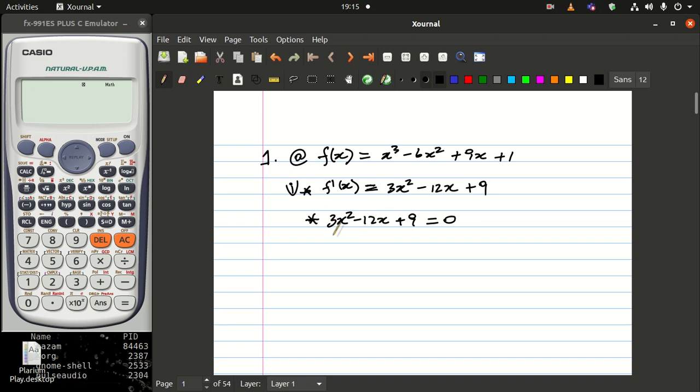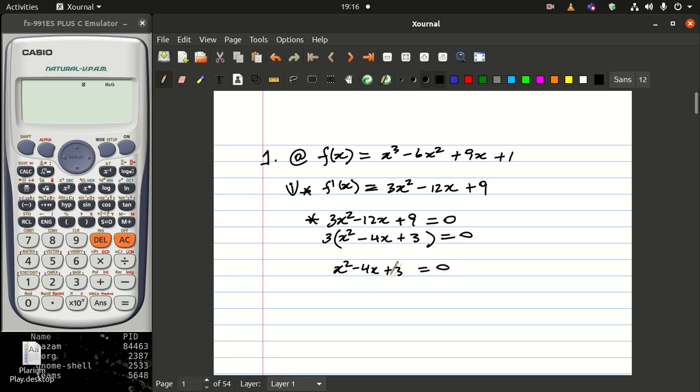Of course, I have a 3, 12, and 9 here, which have a common factor of 3, so I can factor it out. After factoring it out, I will be left with x squared minus 4x plus 3, all equal to 0. Three times 4 is 12, and 3 times 3 is 9, so this is fine. Then I divide by 3 throughout, and I end up with x squared minus 4x plus 3 equal to 0.